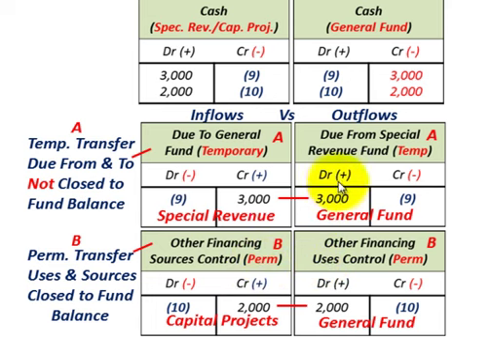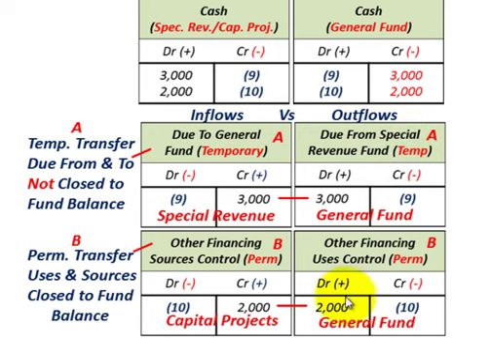So for the temporary transfer, the general fund was transferring it out, so they set up the due from, the fund that's receiving the cash that they're sending, in this case the special revenues fund. And the special revenues fund is setting up the due to, in this case the general fund, because they're receiving the cash but they're going to have to pay it back. Whereas the general fund is due from.